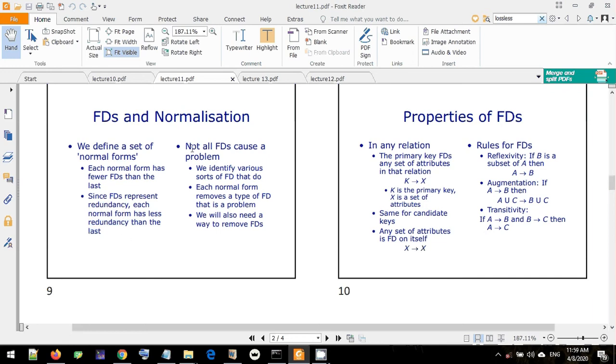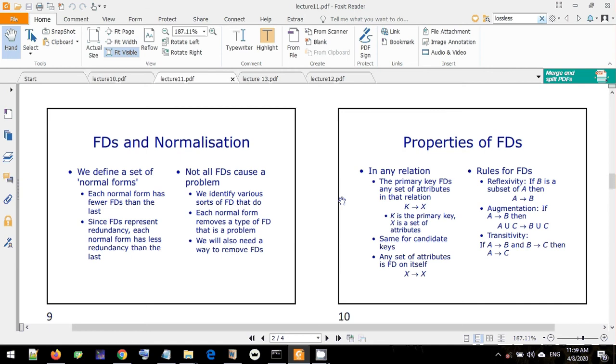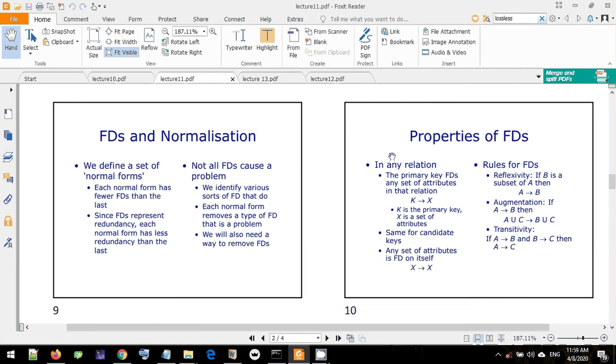Now, not all functional dependencies cause problems. So we shall identify the various sorts of functional dependencies that do cause problems, and for each normal form, we see how we can remove the type of functional dependencies that are a problem. We also need to find a way to remove all functional dependencies, because once we remove the functional dependency, that's how the normalization increases.